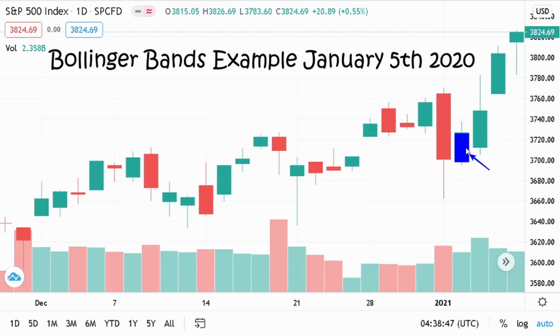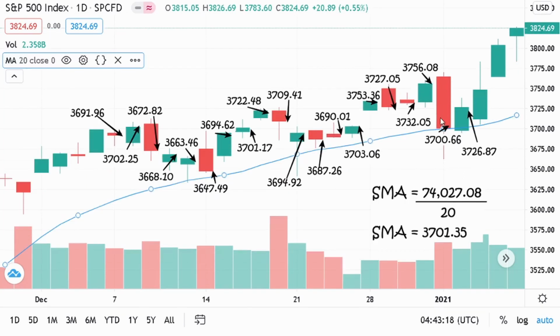To better understand this, we're going to calculate the simple moving average as well as the Bollinger Bands for January the 5th, 2020 on the S&P 500. So this value here. Let's begin by calculating the simple moving average of January the 5th. This is the closing price of January the 5th. We're going to add the previous 19 trading days' closing prices to this value and then divide by 20. This will give us our simple moving average for January the 5th, which is $3,701.35. That is this point right here. All the points on this line are a 20-day simple moving average of their corresponding trading day.